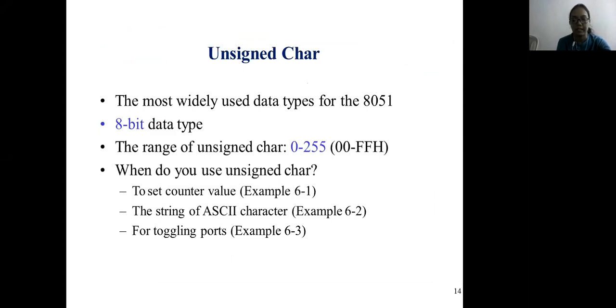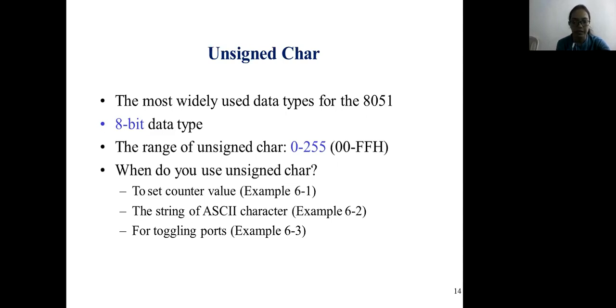The first data type which we saw was unsigned character, the most widely used data type in 8051 C language programming. It is an 8-bit data type and its range is from 0 to 255 in decimal. Same in hexadecimal, it will be from 0 to FF.